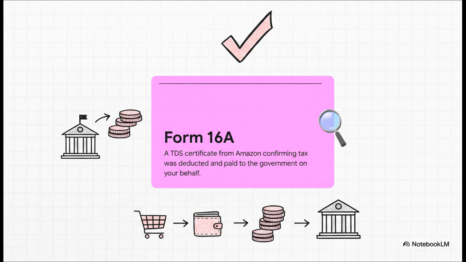Okay, so this is Form 16A. Honestly, the best way to think about this isn't as a bill, but as a receipt. It's a receipt for tax you've already paid. It's Amazon's official confirmation that they've deducted the tax and they've paid it to the government on your behalf. This form is your proof, and it's what you'll use when you file your income tax returns to claim this amount. It's all part of a standard process under Section 194(o) of the Income Tax Act.